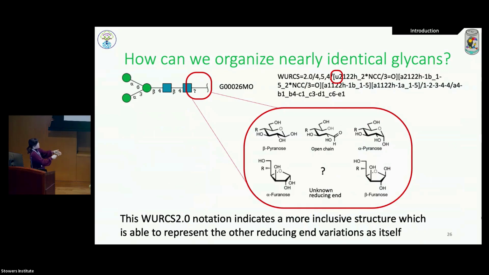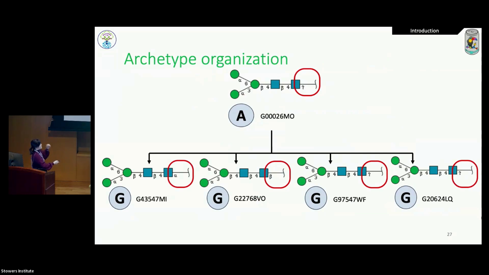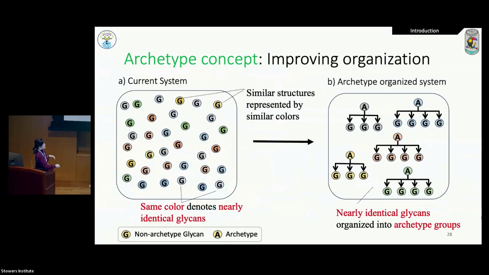And so it's possible to select this one as the one that represents the entire group of monosaccharides or glycans. And so we're calling this the archetype glycan. So this archetype organization is what we came up with: to select the one glycan with the U at the end as the archetype, and then link to the other glycans with the different anomeric configurations and reducing ends.